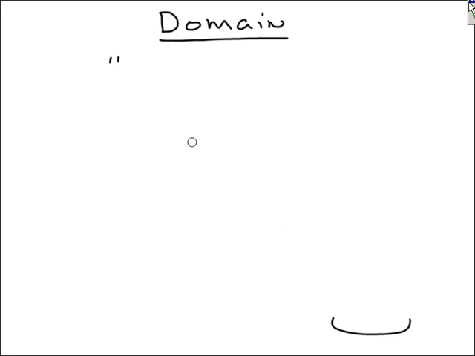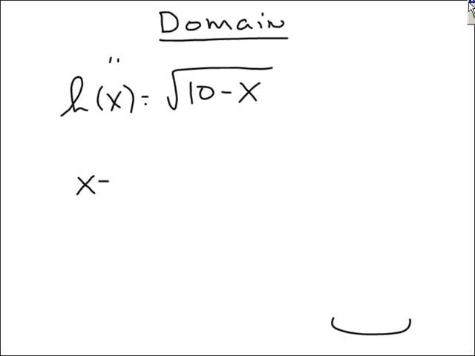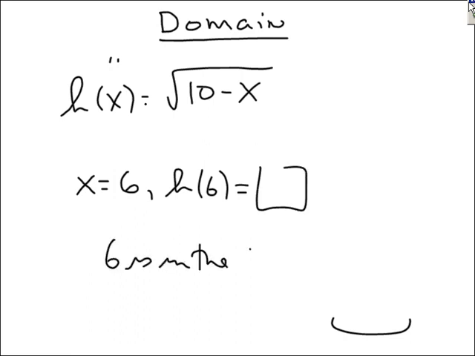All real numbers. Now, on the other hand, if I give you that h of x is equal to the square root of 10 minus x. If I tell you x is 6, you'll tell me that h of 6 is equal to, and if you give me a number, then I will say 6 is in the domain. But I don't know that yet. Put a question mark there. 6 is in the domain? The answer is yes. 10 minus 6 is 4, and the square root of 4 is 2.